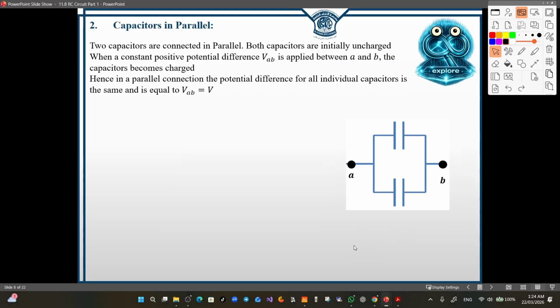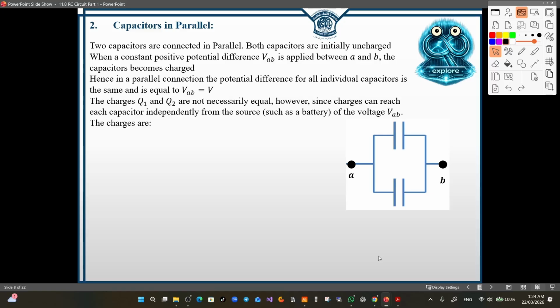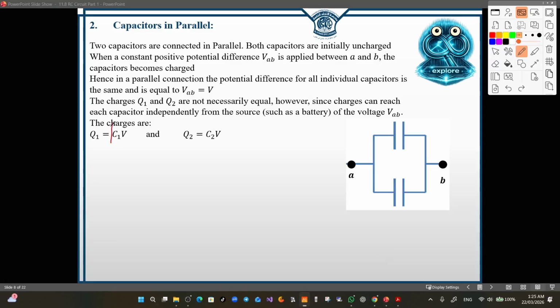Hence, in parallel connection, the potential difference for all individual capacitors is the same and is equal to VAB equals V. The charges Q1 and Q2 are not necessarily equal. However, since the charge can reach each capacitor independently from the source, such as a battery of voltage VAB, the charge Q1 should be written as C1 times V. So for higher capacitance, you should expect to have higher charge because the voltage is the same in both capacitors.